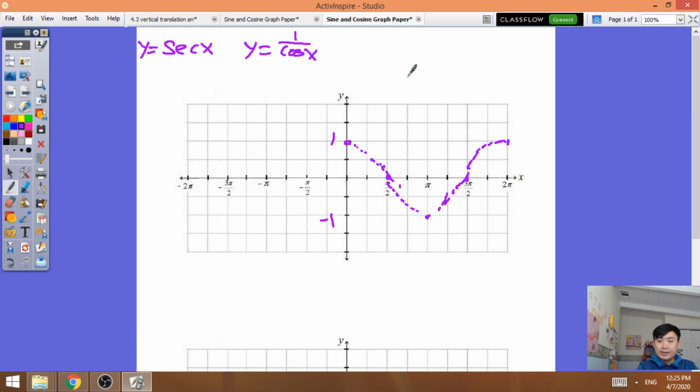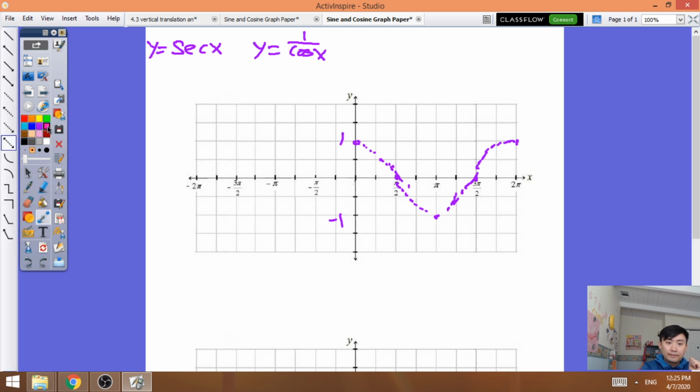And now what happens at the zeros for the secant? So see that at pi over 2? If that's 0 for cosine, so 1 over 0, then that'll be considered undefined. If that's undefined, that means it's a VA, a vertical asymptote. So we need to set up the vertical asymptote for that position there. Okay, so this one's a VA.